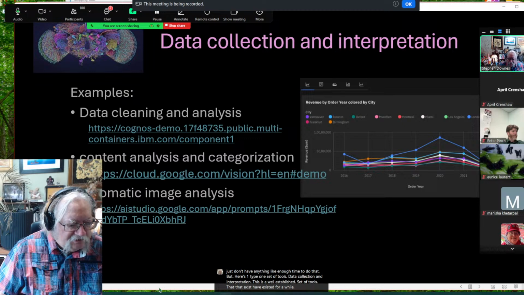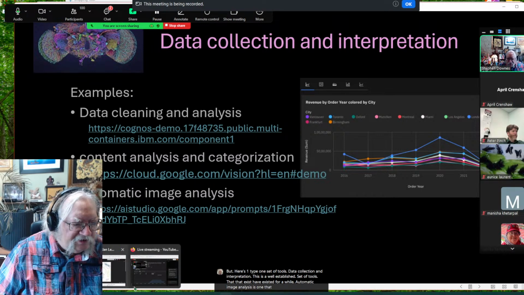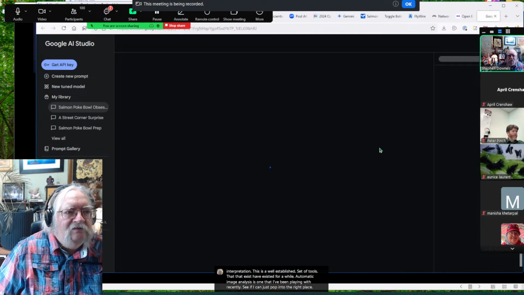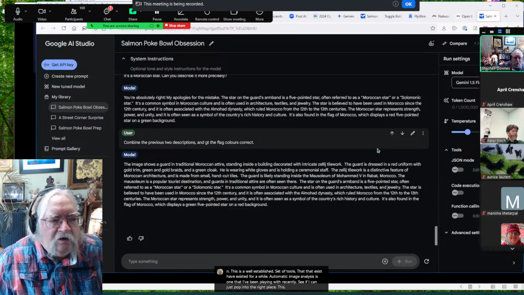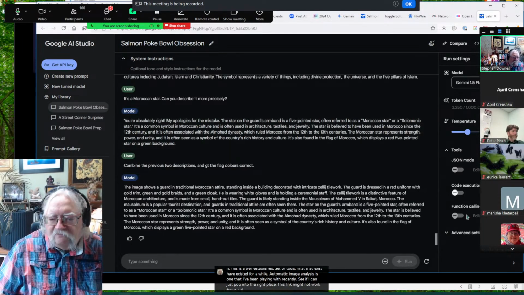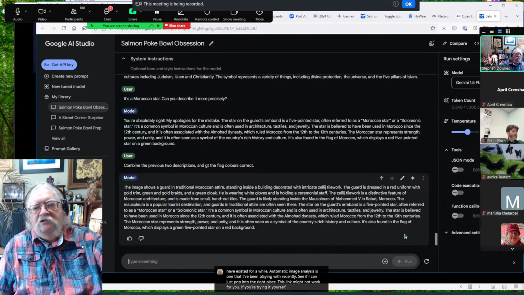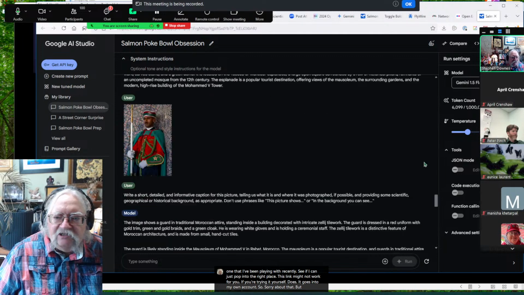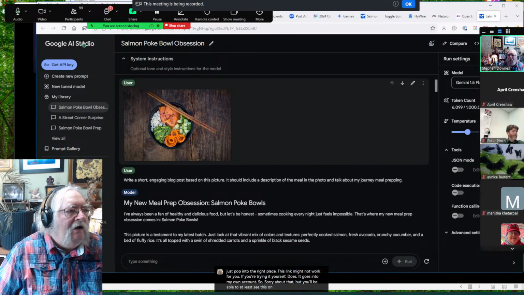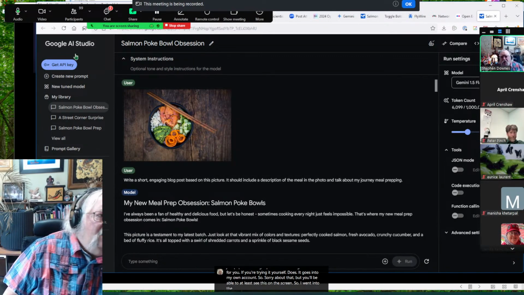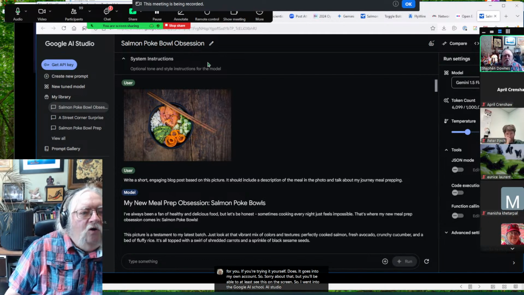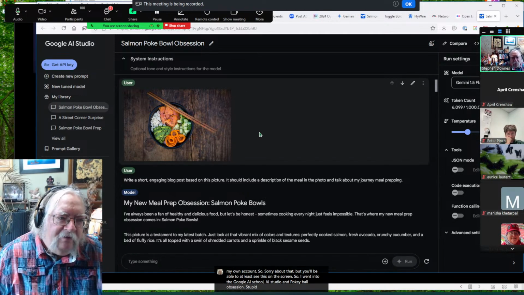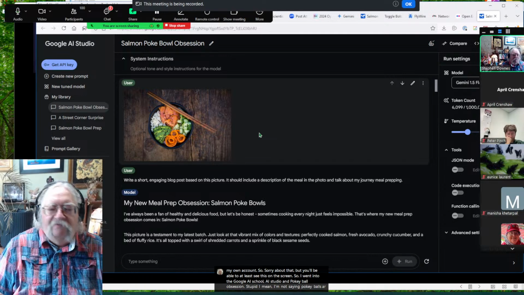Automatic image analysis is one that I've been playing with recently. Let's see if I can just pop into the right place. This link might not work for you if you're trying it yourself, because it goes into my own account. So sorry about that, but you'll be able to at least see this on the screen. So I went into the Google AI Studio, Salmon Pokeball Obsession. That's stupid. I mean, I'm not saying Pokeballs are stupid, but it's a pretty trivial example, right?